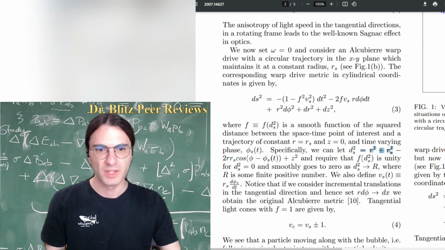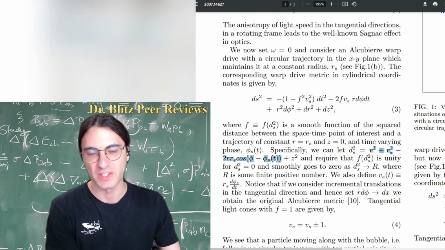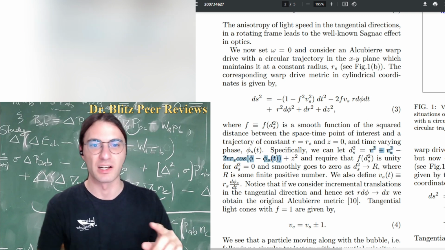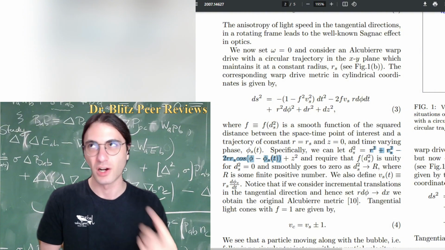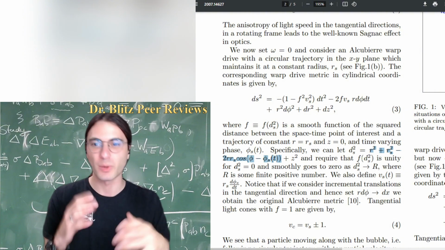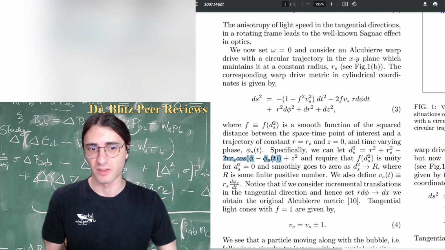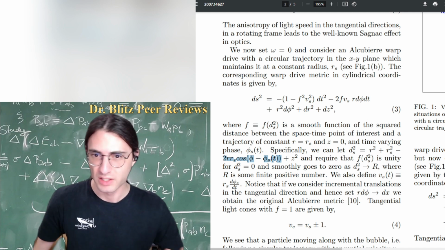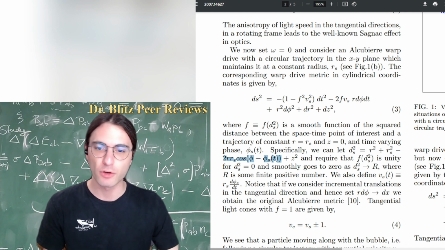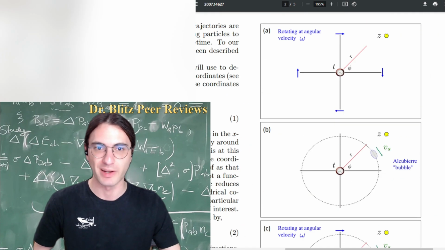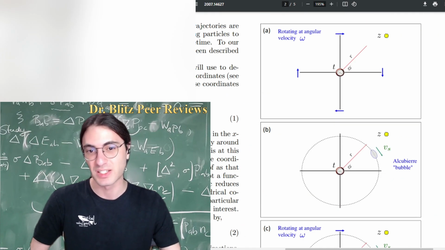And so you have this difference here. This is roughly r minus r sub s, and then all squared, except you have to account for the phase difference changing. So this does check out. Basically, if you're following the time varying phase exactly, then d sub s squared is 0.